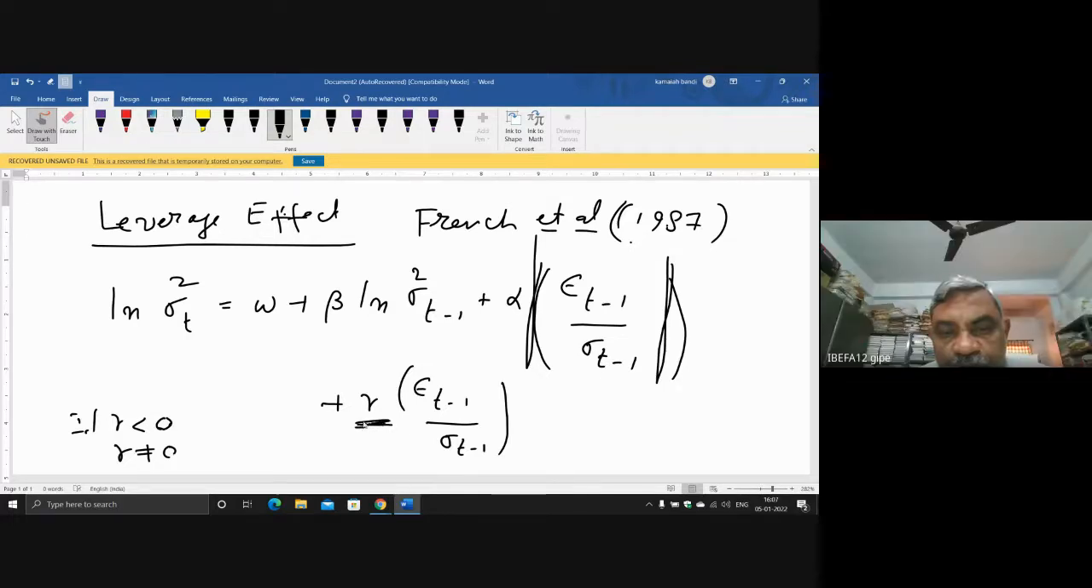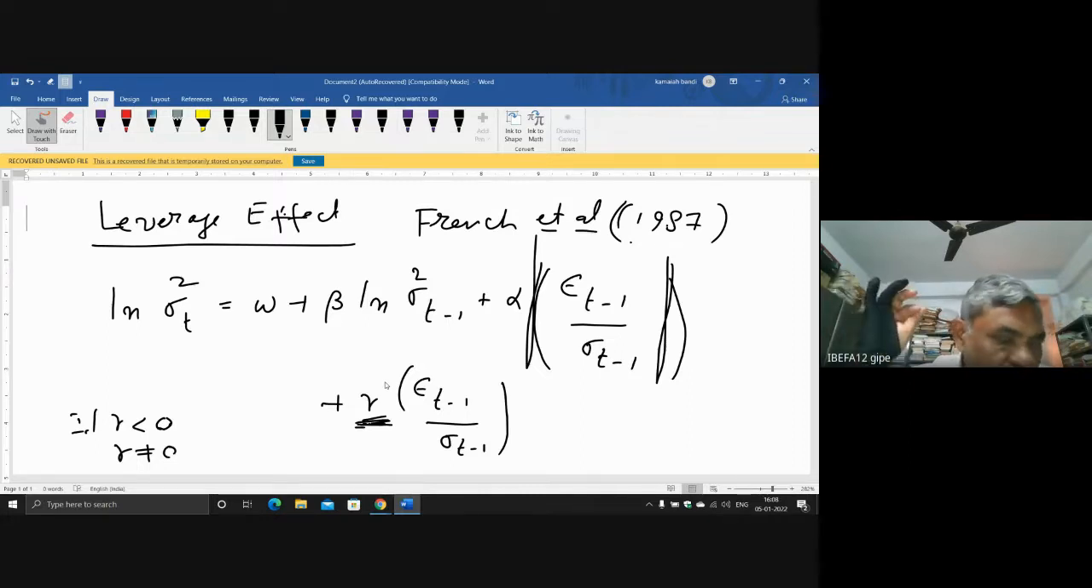When gamma is negative, from this you cannot guess. Only when you estimate, if the coefficient is negative, then it's a confirmation that there is a leverage effect. Okay. What is the leverage effect? That is asymmetry. Negative shock influences more compared to the positive shocks.